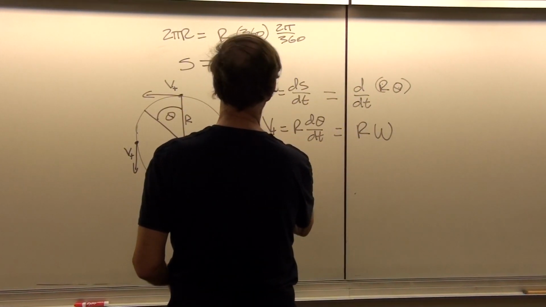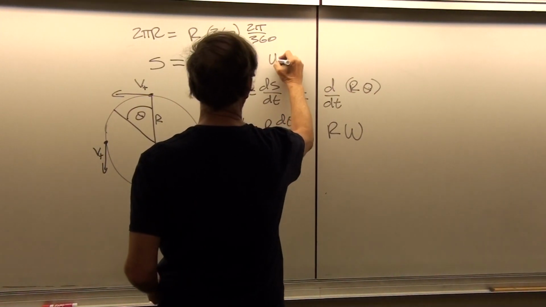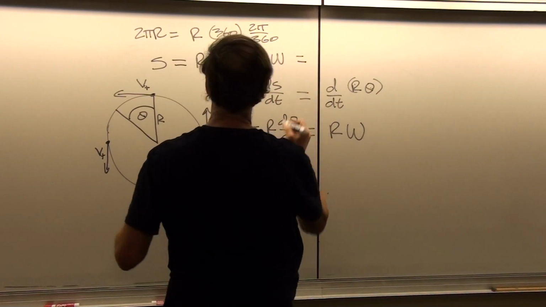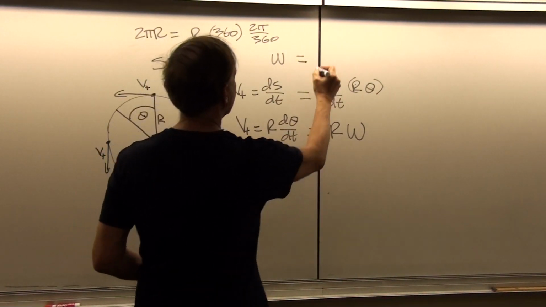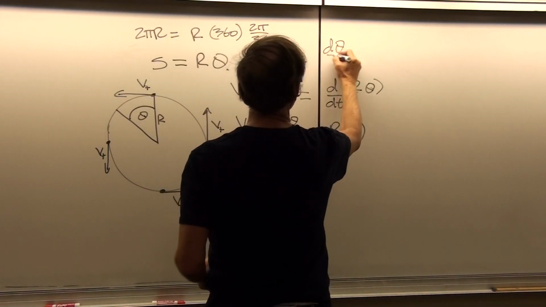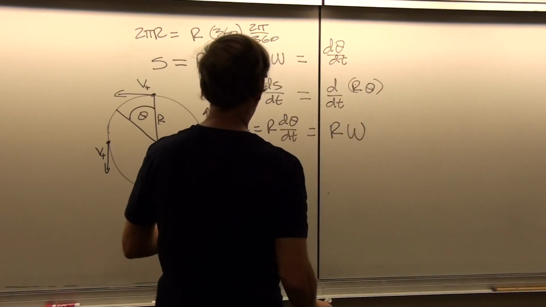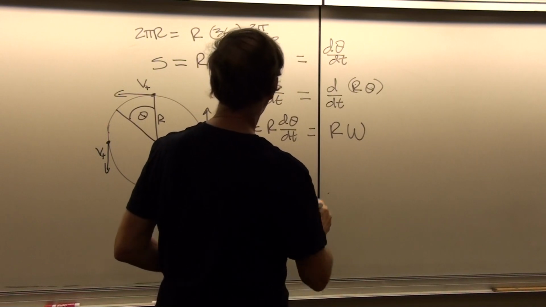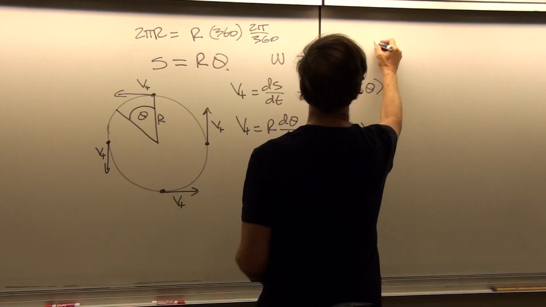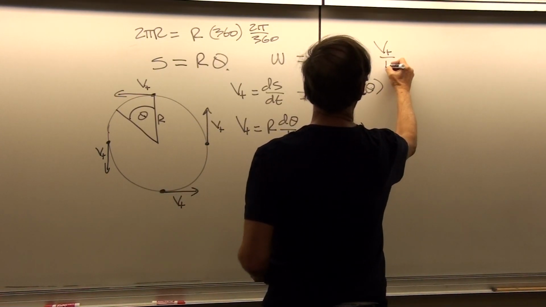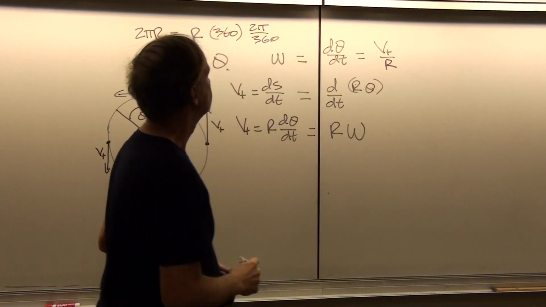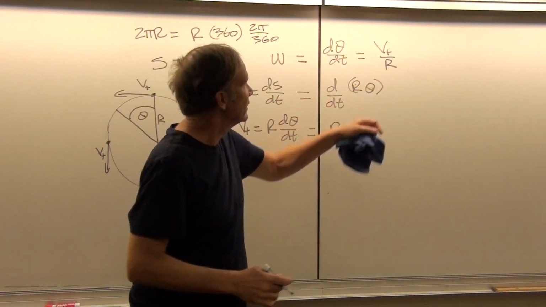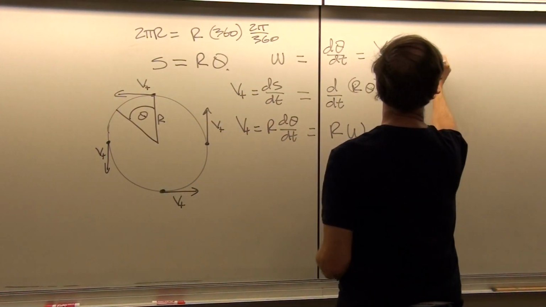Okay, so omega then, we could put this in our collection of relationships. Omega is d theta dt, and since v tangential is r omega, then that's also equal to v tangential over r. Okay, so omega then is our spin rate, and that's equal to the tangential velocity divided by the radius.